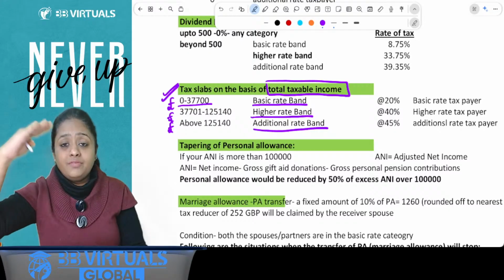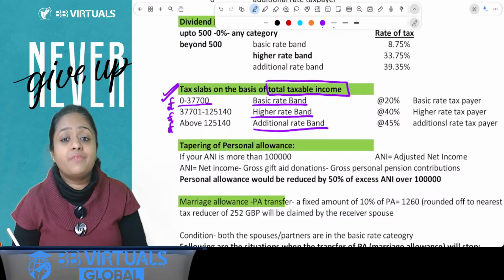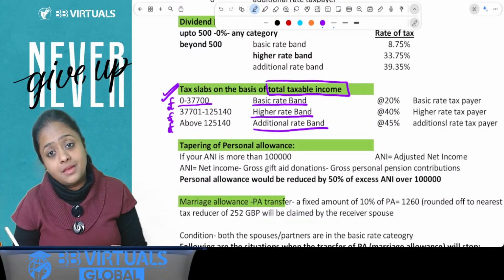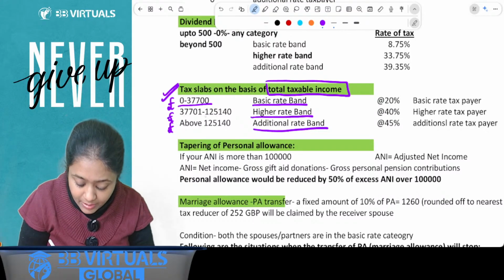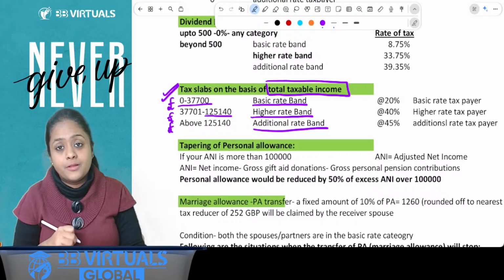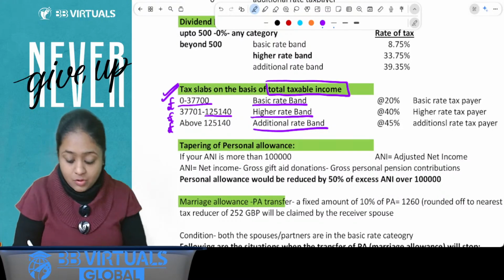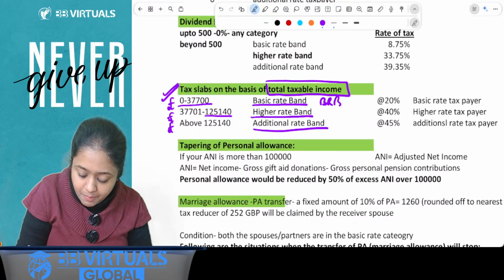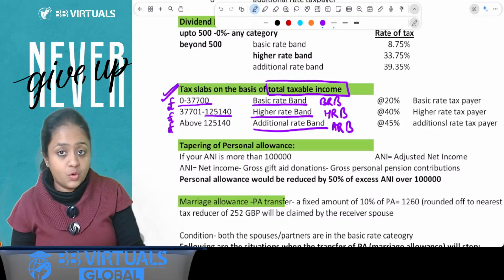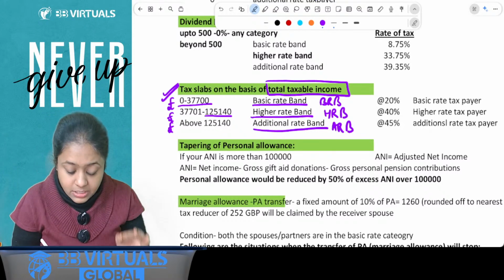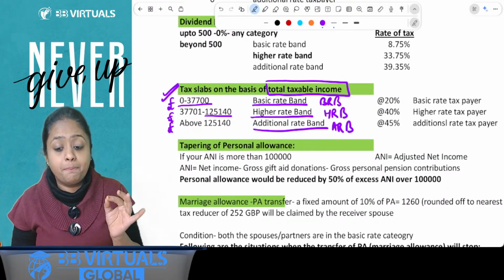Again, here we have a step-by-step approach: if the income exceeds 37,700, then go to the second slab. The second slab is from 37,701 till 125,140. Then the person goes into the higher rate band. We use the shortcuts also: BRB, HRB and ARB. I again repeat, till 37,700 of the total taxable income, the taxpayer is in the basic rate band.